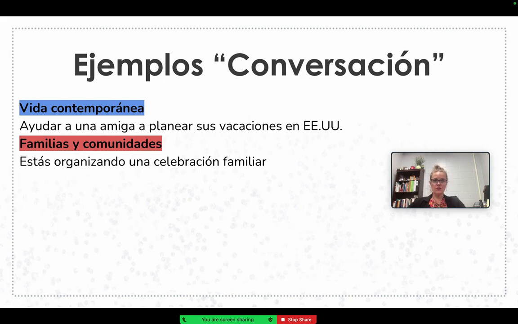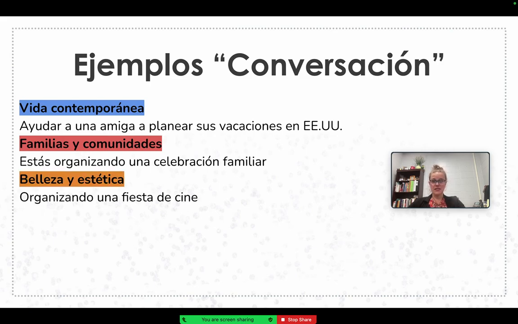Okay, hace 2 años fue que estás organizando una celebración familiar. So there we go, all our party words that we talked about before. Belleza y estética, una fiesta de cine. Por ejemplo, right, festival de cine, películas de romance, películas de terror, películas dramáticas, películas de caricatura para niños, all that, right? So, thinking palomitas, have all that vocabulary ready in the time that you're sitting there waiting.